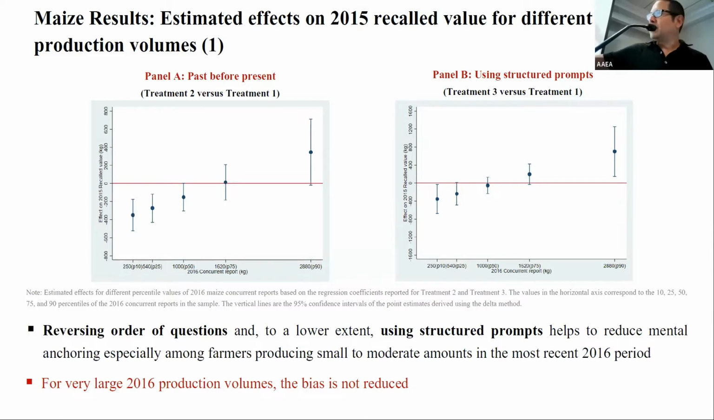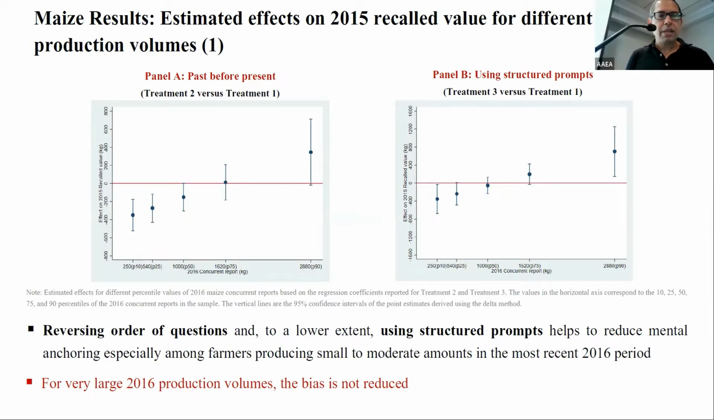What we see is that, as we said, on average reversing the ordering of questions helps, but it helps more for farmers that produce relatively less, or small to moderate amounts. For farmers that in the most recent year produced a lot, reversing the order of questions actually doesn't help. And the same happens if we use structural prompts. Again, this is helpful on average, but it's more helpful for relatively smaller volumes of production in the most recent period.